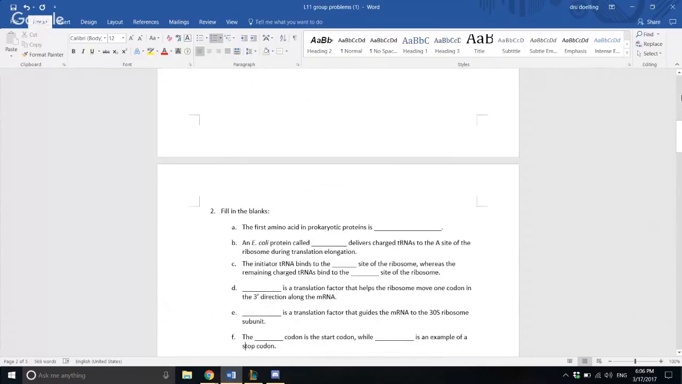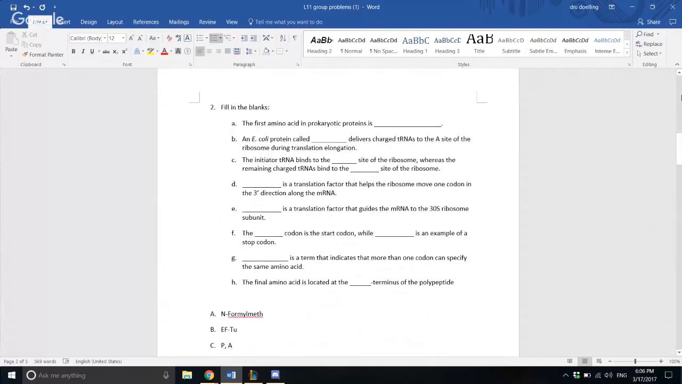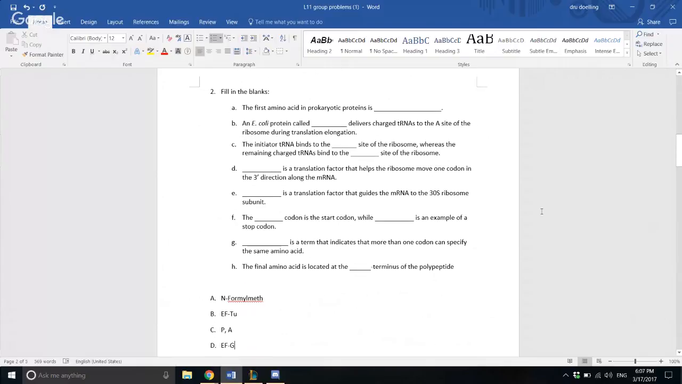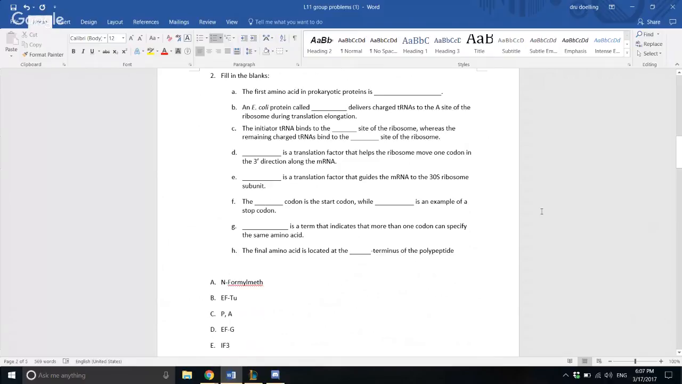Fill in the blanks. The first amino acid in a prokaryotic protein is N-formylmethionine. An E. coli protein called EF-Tu delivers charged tRNAs to the A site of the ribosome during translation elongation. C: the initiator tRNA binds to the P site of the ribosome, whereas the remaining charged tRNAs bind to the A site of the ribosome. EF-G is a translation factor that helps the ribosome move one codon in a 3' direction along the mRNA.